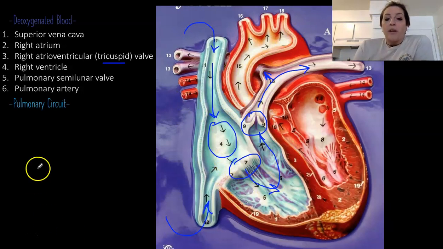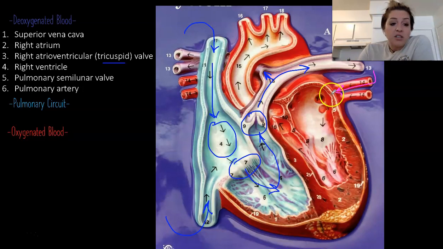Okay, so now blood is oxygenated. Where does it go next? So it's going to come back to the heart yet again, and it is going to come back to the heart via the pulmonary vein right here. So oxygenated blood enters the heart via the pulmonary vein into the left atrium.